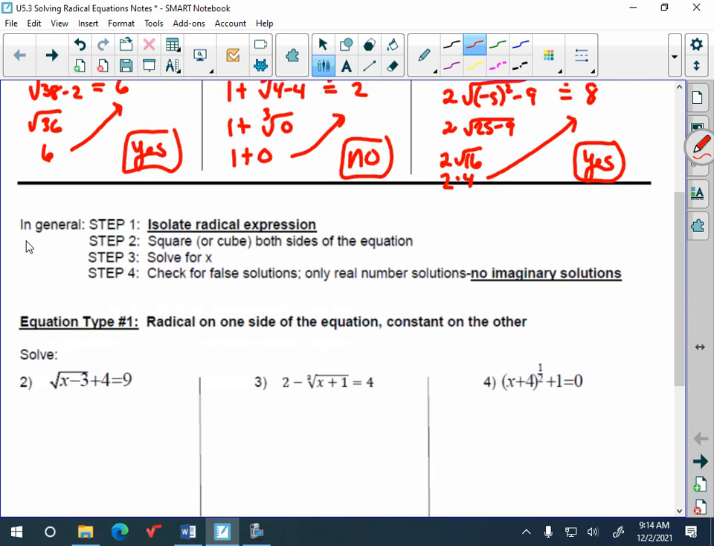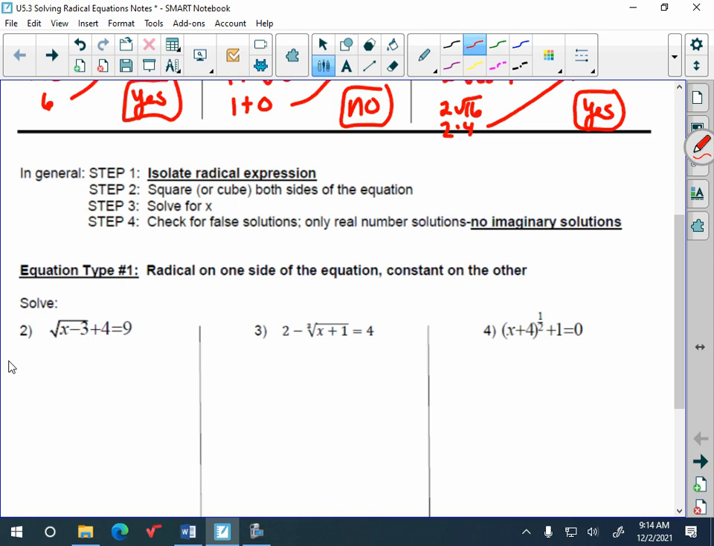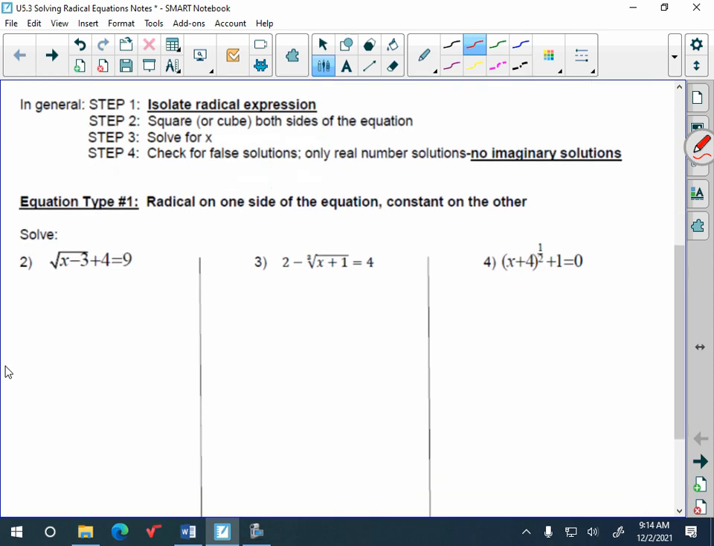Okay. So now, in general, when we're solving radical equations, we want to try to isolate the radical. If it's a square root or a cube root, we isolate it, meaning we move anything that's on the outside of the radical over to the other side of the equal sign. Then we square or cube both sides. That'll get rid of the radical. Then we just solve for x or whatever variable is in the problem. And then we check to see if our solution actually works.